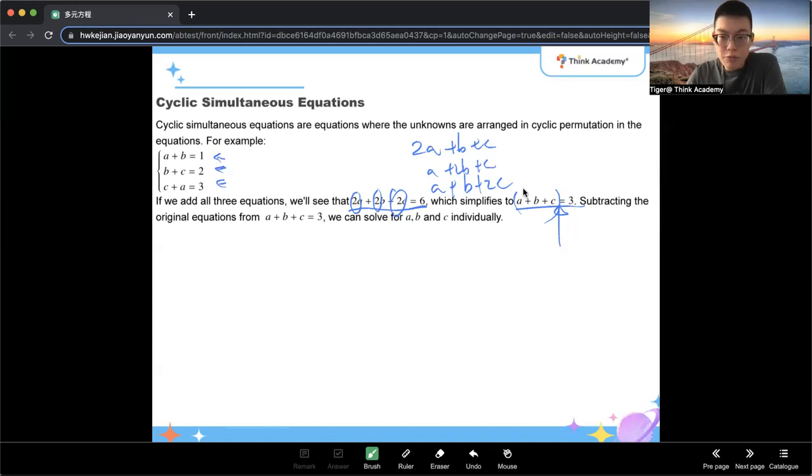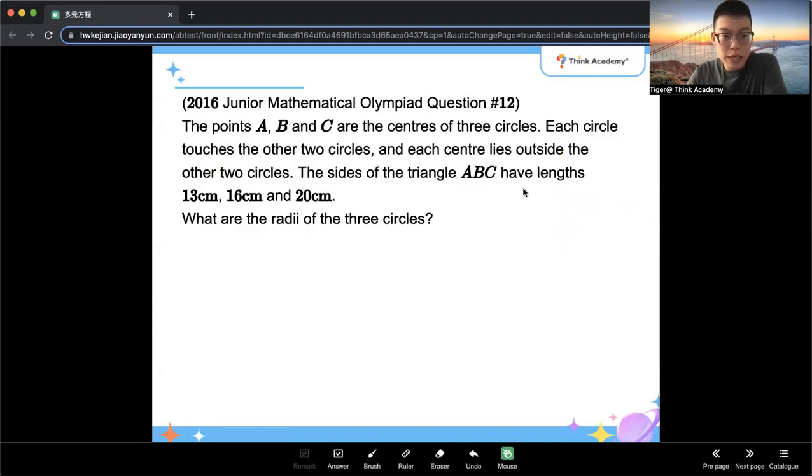So let's take a look at some problems which are related to simultaneous equations. Let's say the first one, this is 2016 JMO B2. Well, question 12 is essentially just B2. It says that the points A, B, and C are the centers of three circles. Let's say this is A, this is B, this is C. So in JMO, you would also need to be able to sketch the diagrams according to the description.